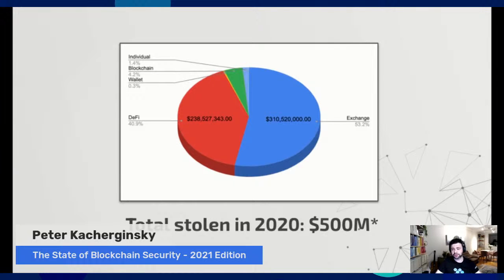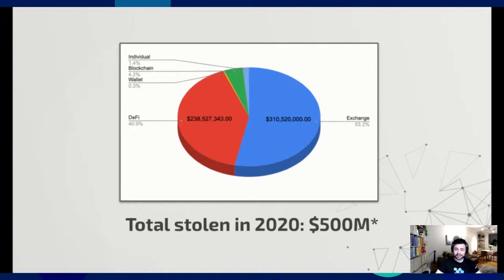So the breakdown is as follows. On the exchange side, we are at $310 billion lost. That's definitely an increase. We'll talk more about that. On the DeFi side, this came out of nowhere for 2020. We're at more than $230 billion lost in a variety of different incidents, hacks, scams, and so on. On the blockchain side, blockchain, individual, and wallets constitute only much smaller pieces. So that's basically how we're going to follow our discussion.